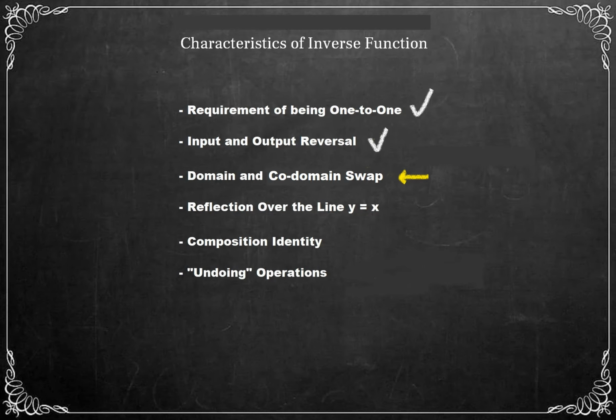Now for part 12. Moving right along, we're about to discuss domain and codomain swap. But first, a proof. A function f is surjective.